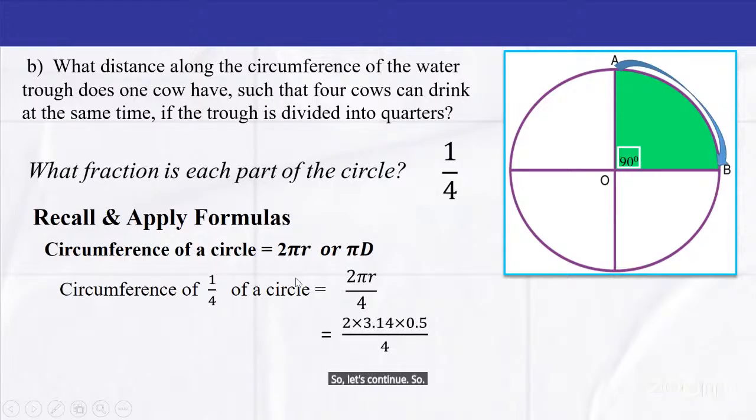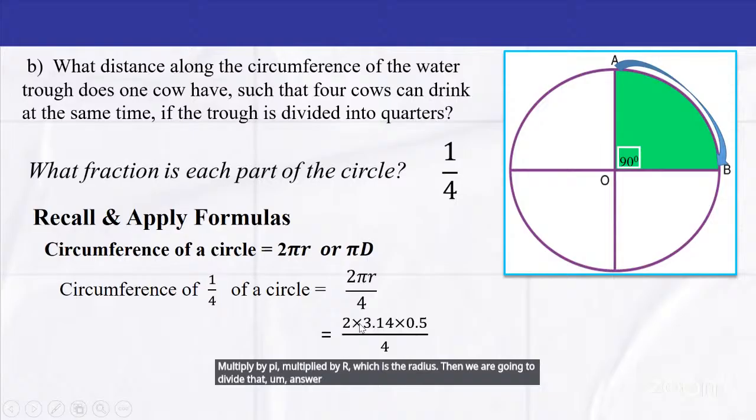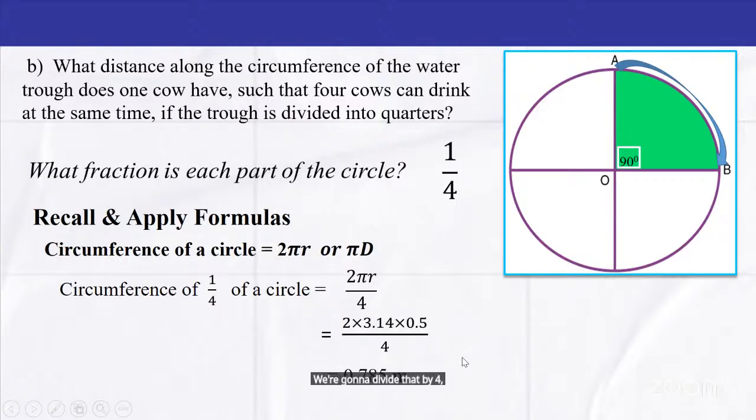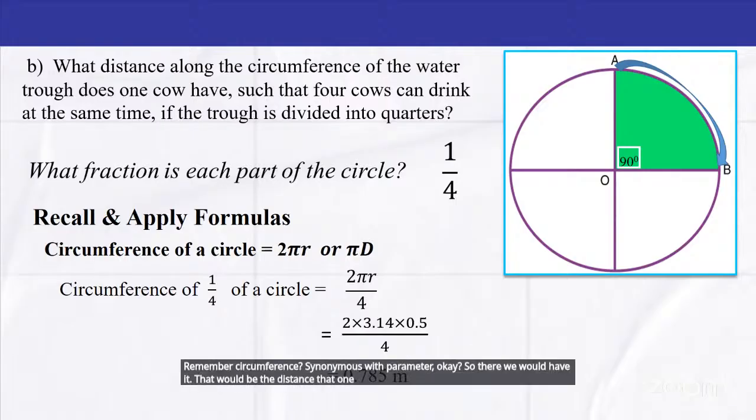So we know that the formula is 2 pi r. So we have 2 multiplied by pi multiplied by r, which is the radius. Then after we multiply the numerator, we're going to divide that by 4, and that will give us 0.785 meters. Notice no squares on it because we are finding perimeter. Remember, circumference is synonymous with perimeter. That would be the distance that one cow would need to use. Say I use my arrow to show from A to B, that would be the distance for one cow.